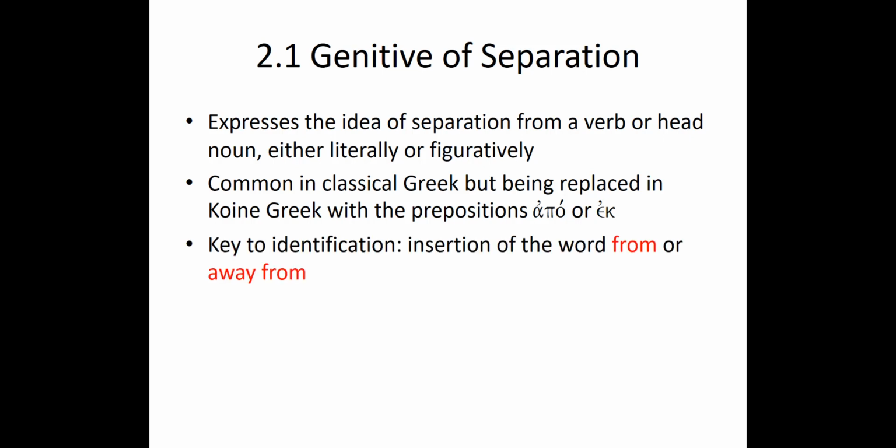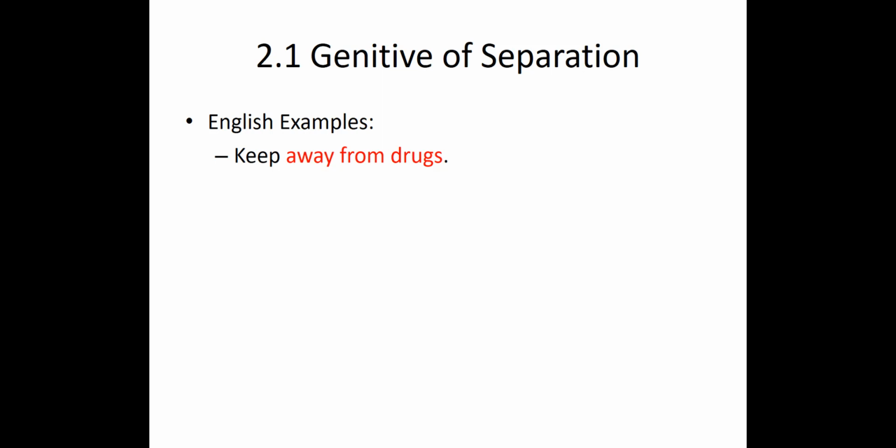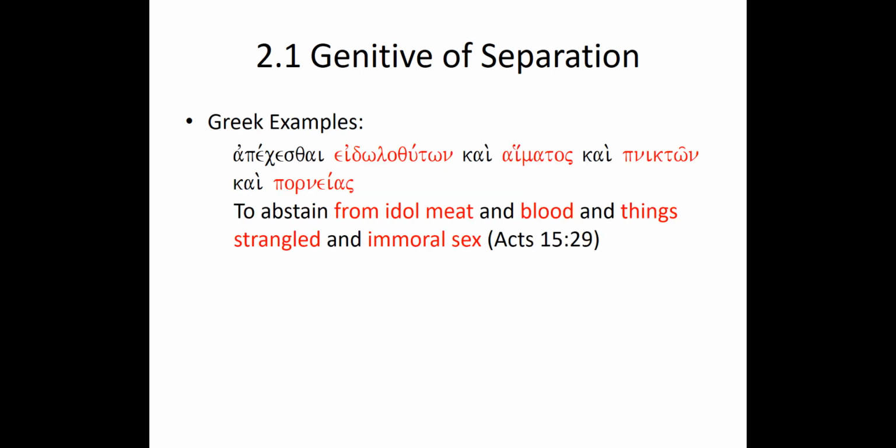See if you can insert the word from or away from, and you may have a genitive of separation. Keep away from drugs. Stay clear of sexual immorality. Be separate from all these things. Here's one from Acts 15. This was the Jerusalem Council decision. Apechesthai eidolothuton, kai haimatos, kai pniktou, kai porneias. To abstain, and then here's all these genitives of separation, from idol meat, and from blood, and from things strangled, and from immoral sex. Be separate from these things.